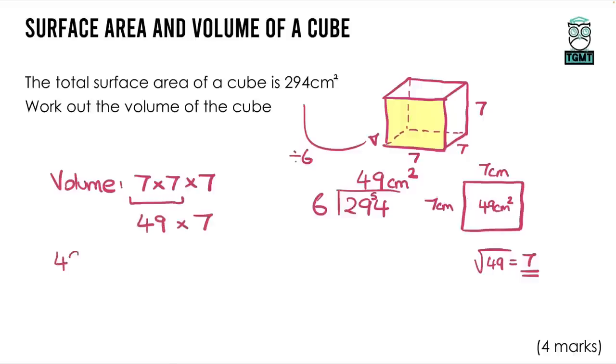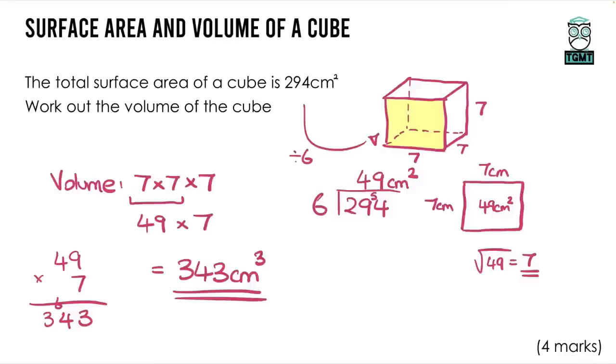We don't have a calculator for this, so we'll do this here. Make sure we get it correct. 7 times 9 is 63. 7 times 4 is 28, plus the 6 is 34. So 343 is our answer. This is of course a volume, so 343 centimetres cubed is the volume of this cube.